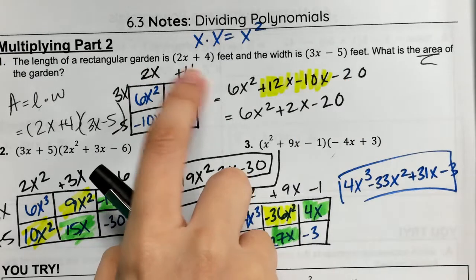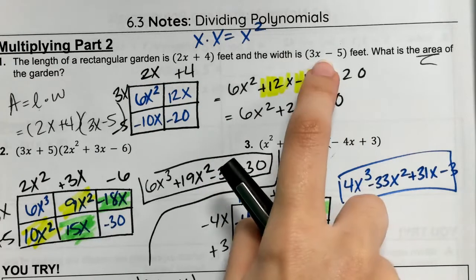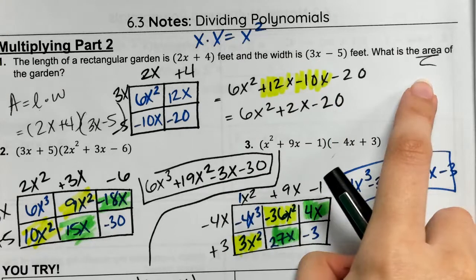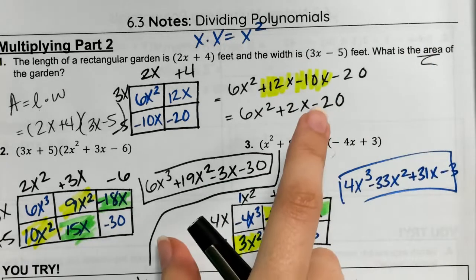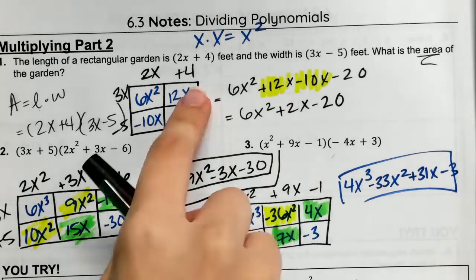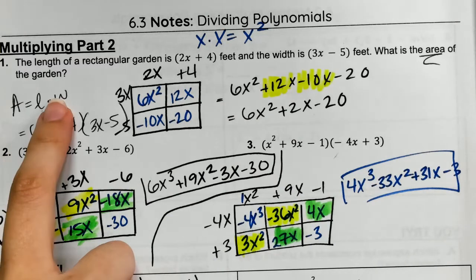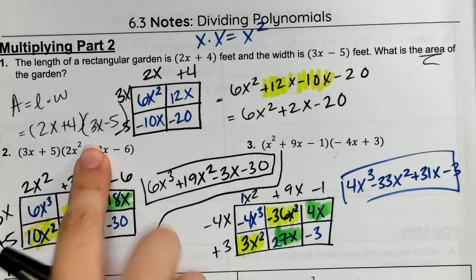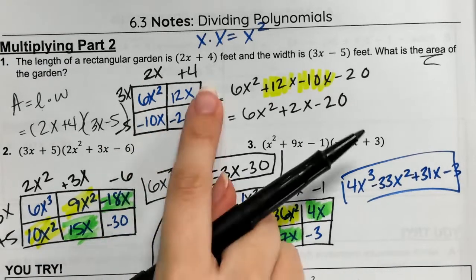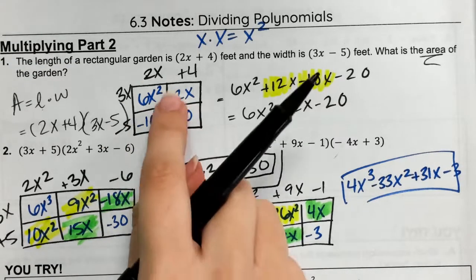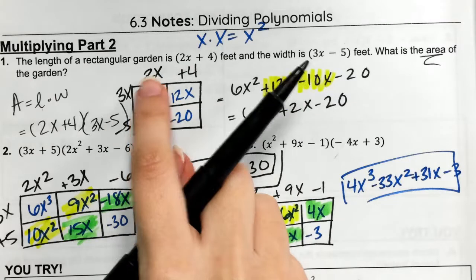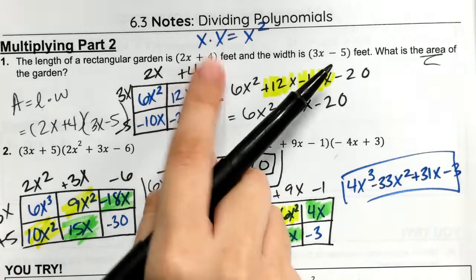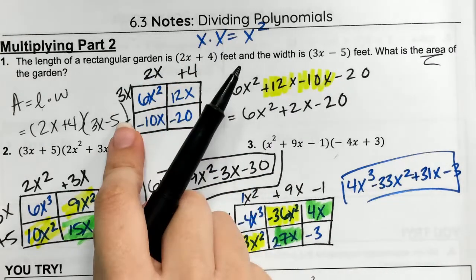For example, this has a length of 2x plus 4 and a width of 3x minus 5. Now it says, what is the area? This is different than the perimeter. The perimeter, you add up all the sides, but for area, it's length times width, where my length is 2x plus 4, and my width is 3x minus 5. Now I know how to use the box method. I create a 2 by 2 box, where each binomial, two-termed expression, goes outside. So 2x plus 4 and 3x minus 5.